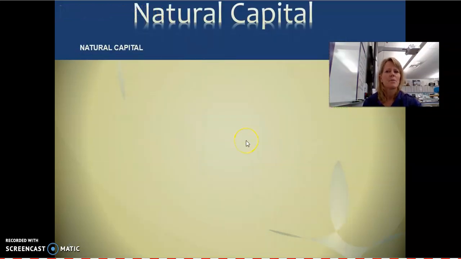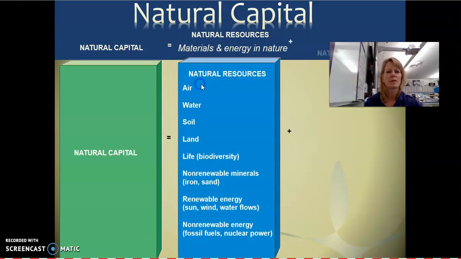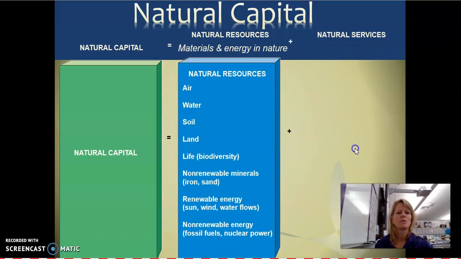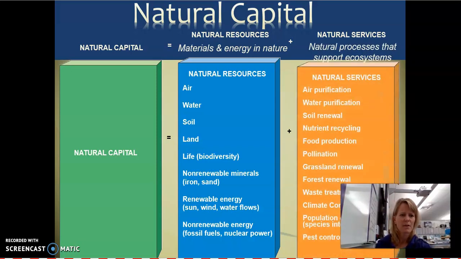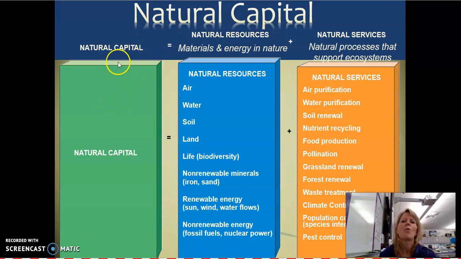All right. So I want you on your interactive notes to write down this formula. Natural capital is equal to natural resources plus natural services. So when you think about natural capital, when you think about capital, when a business has capital, what does it have? I think about it as it has a lot of money. It has a lot of value. So think about what value our planet has and what makes up that value.